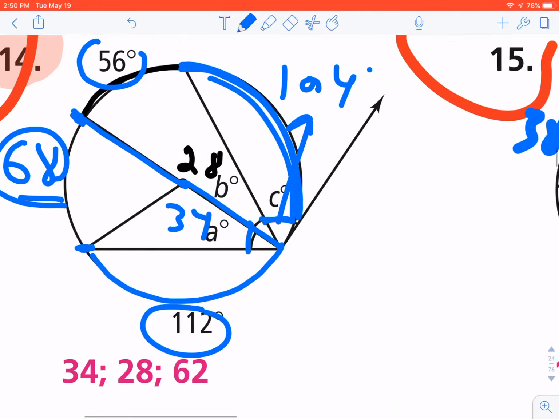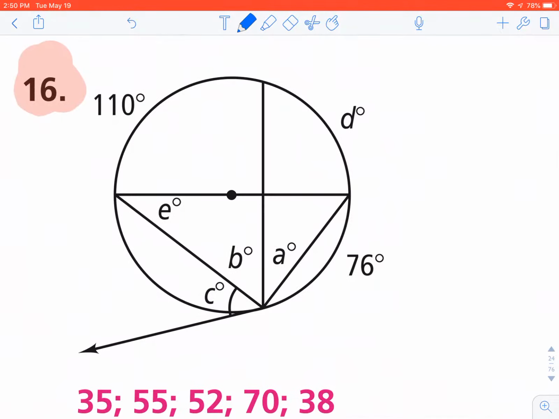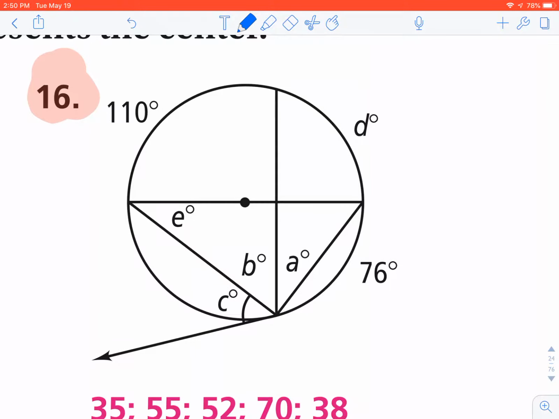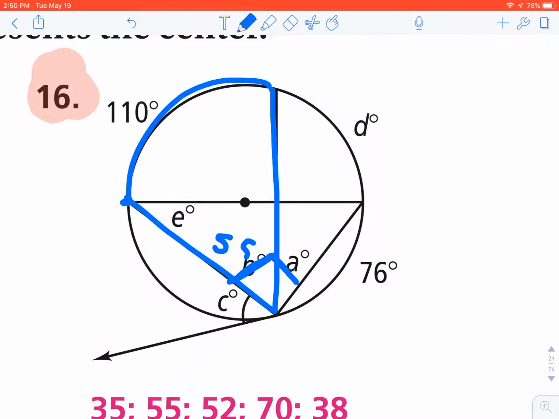Okay? And then lastly, for number 16, right away, I know that the angle that is comprised of both angle A and angle B is 90. That's going to help me out here in a minute. But I'm also going to start looking for things that I can cut in half. Well, right off the bat, this angle creates the arc that's 110 degrees. So I know that B is 55 degrees. If this whole angle is 90, 90 minus 55 tells me A is 35 degrees.